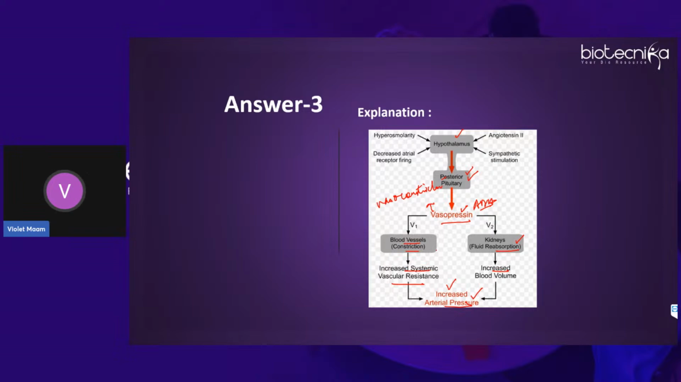So it has two important functions. It acts as a vasoconstrictor, so it will constrict the blood vessels and pressure will increase. And in the kidneys, it will increase the blood volume, because water will get absorbed in the nephrons. Right. So this is what you have to remember over here.